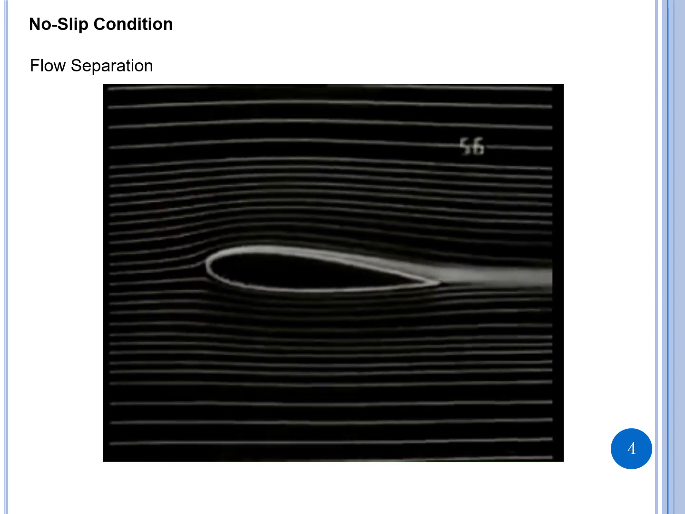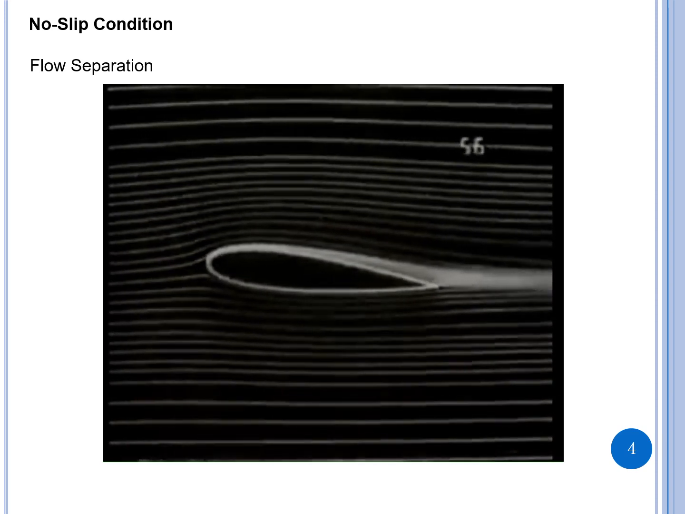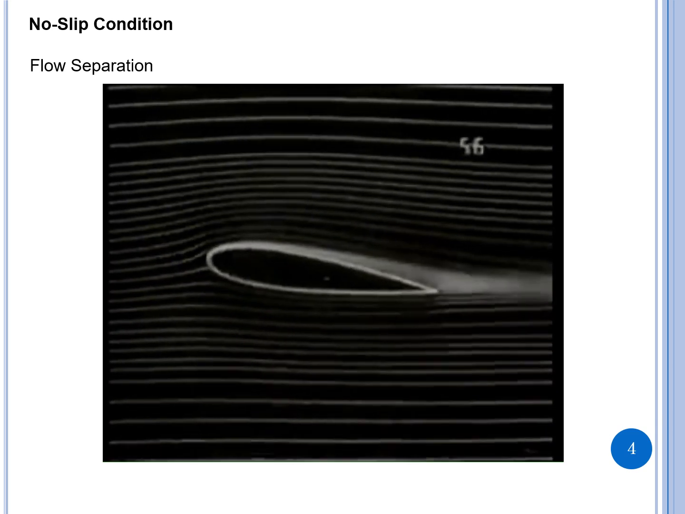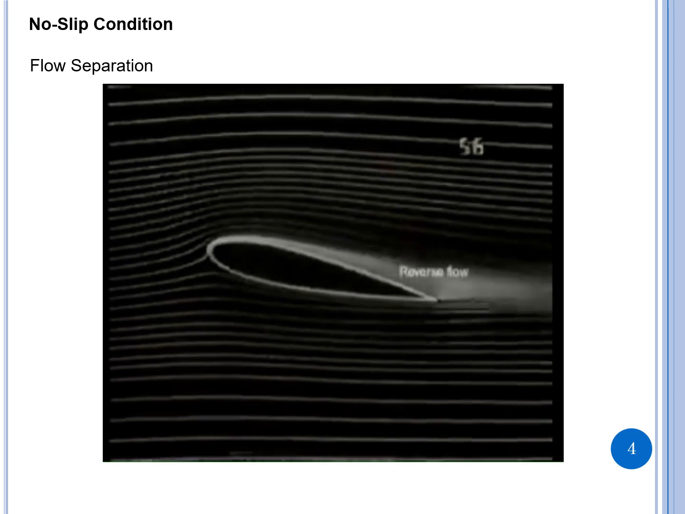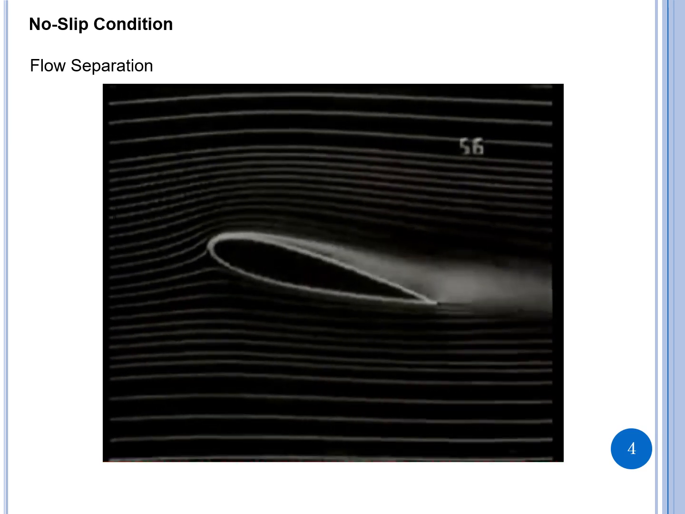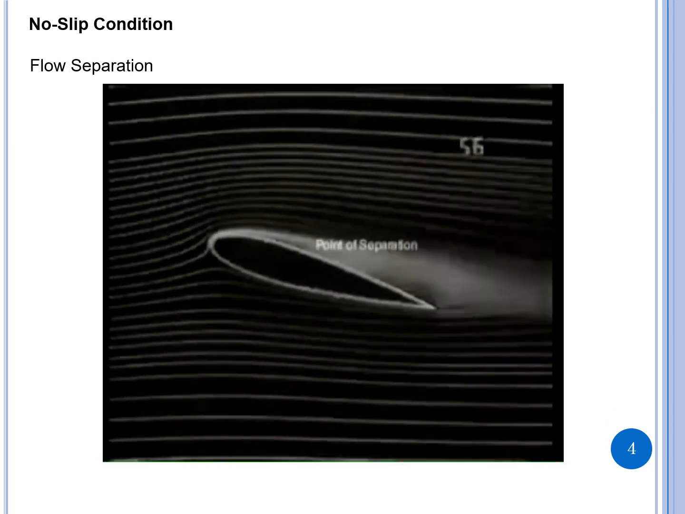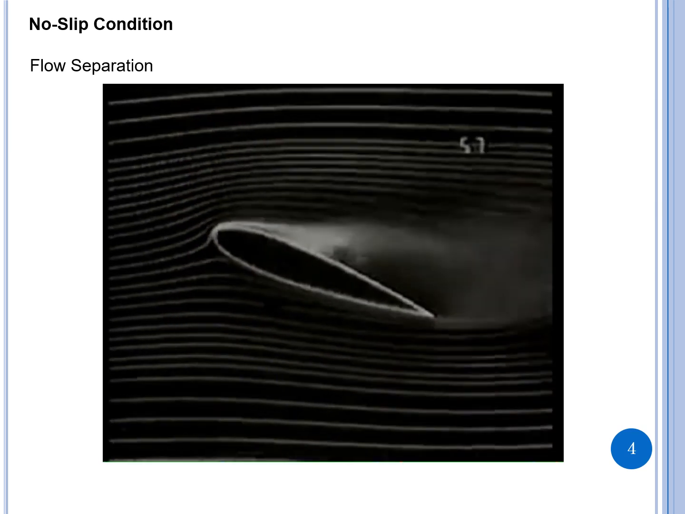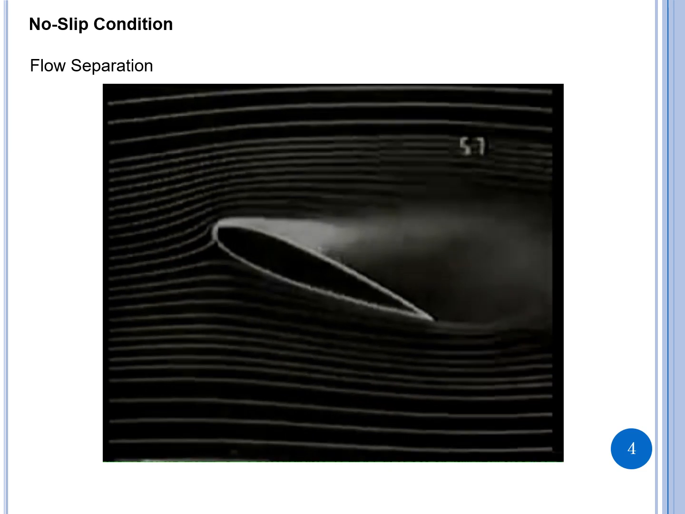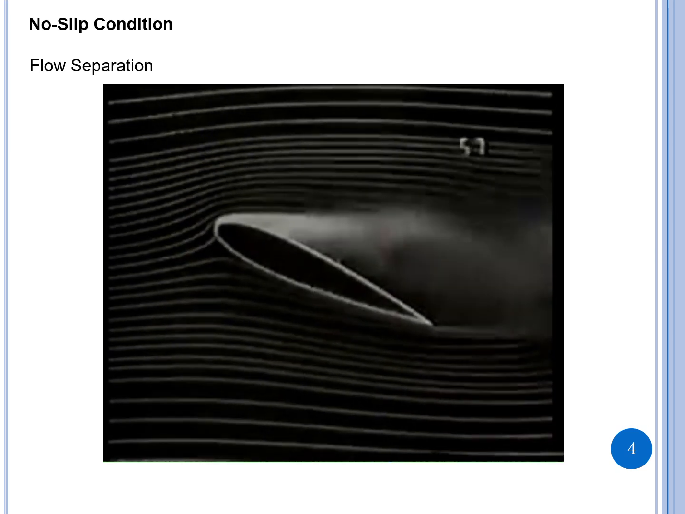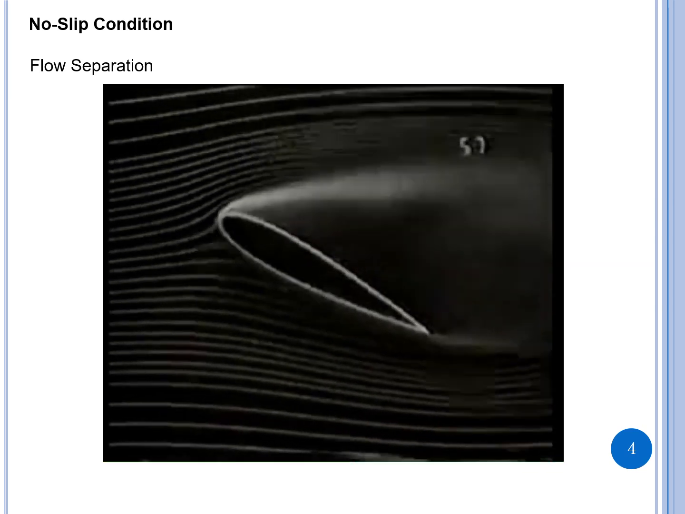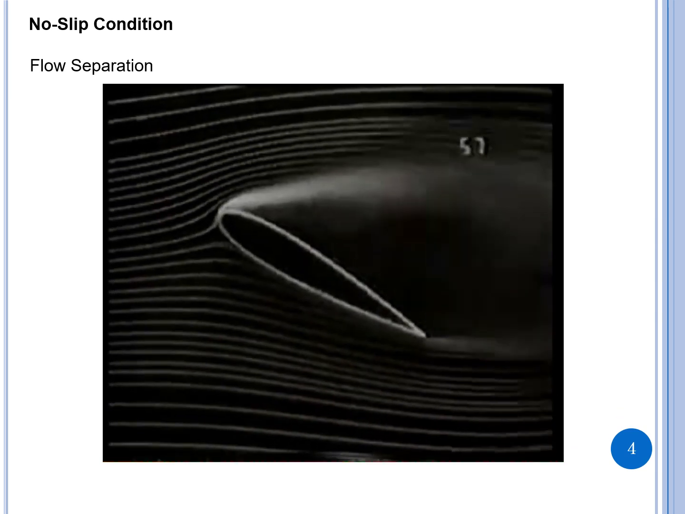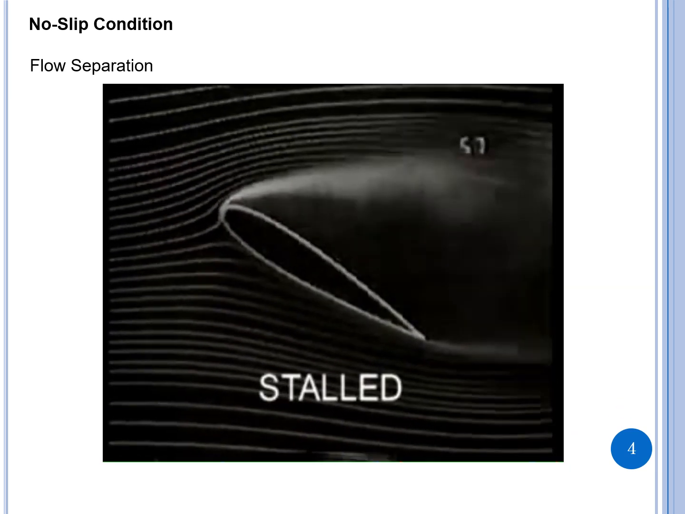As the angle of attack of an airfoil increases, the flow in the boundary layer stops, then reverses direction. This is called boundary layer separation. As angle of attack increases further, the point of separation moves forward on the airfoil until it has so disturbed the flow around the airfoil that further increases in angle of attack produce less rather than more lift. In this condition, the wing is said to be stalled.